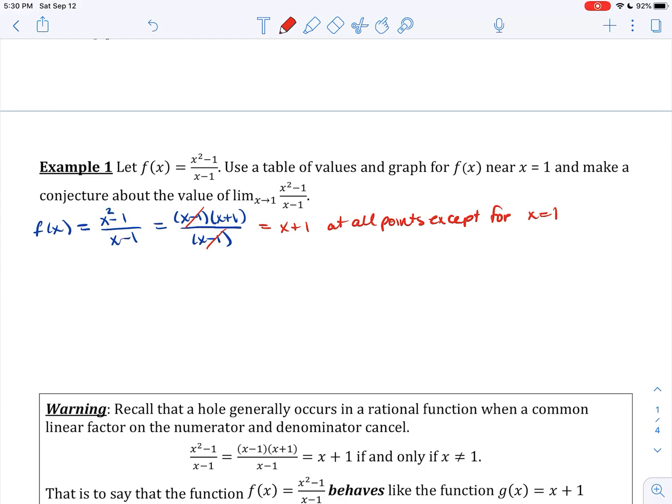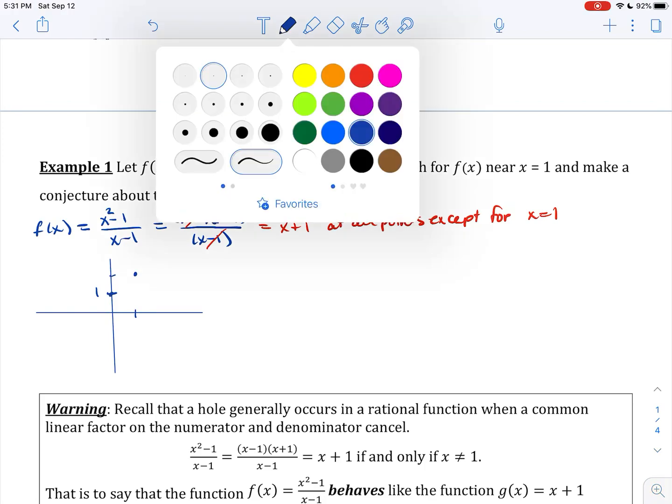So if we built a table of values, or if we recognize that shape of the graph, we can recognize that as a linear function with x-intercept equal to 1, and we would go up 1 and over 1, and we would have this graph.